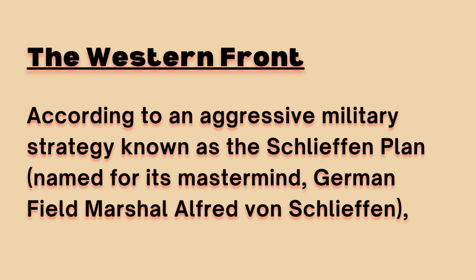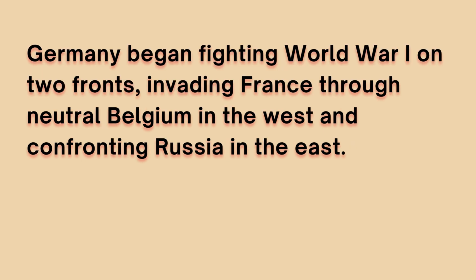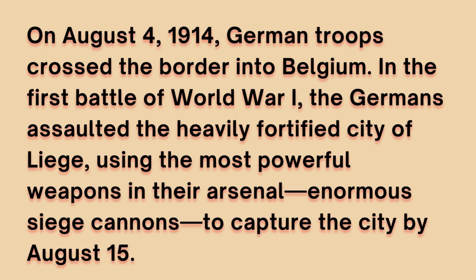The Western Front. According to an aggressive military strategy known as the Schlieffen Plan, named for its mastermind, German Field Marshal Alfred von Schlieffen, Germany began fighting World War I on two fronts, invading France through neutral Belgium in the west and confronting Russia in the east. On August 4, 1914, German troops crossed the border into Belgium.